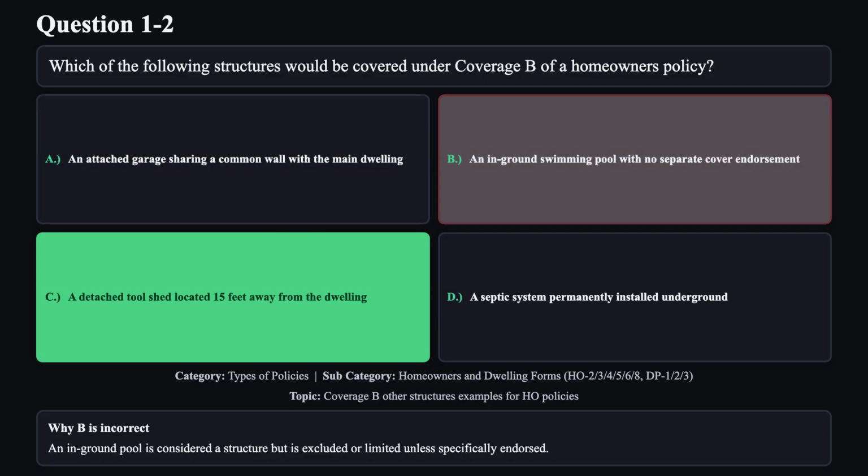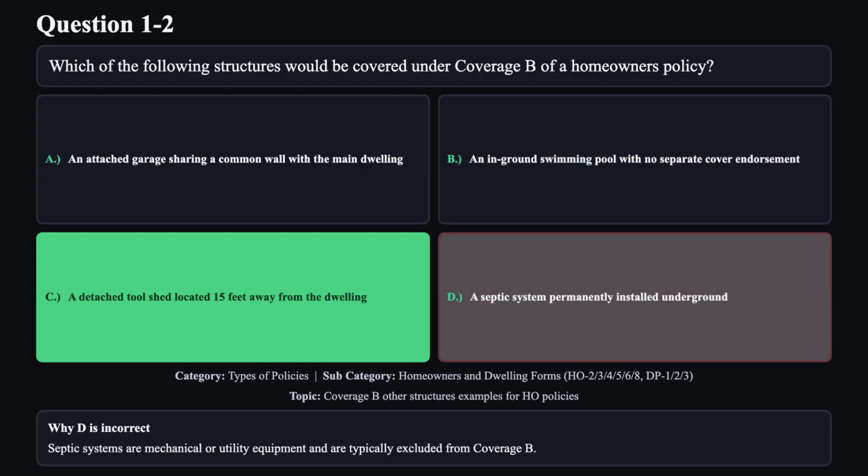Reason B is not correct. An in-ground pool is considered a structure but is excluded or limited unless specifically endorsed. Reason D is not correct. Septic systems are mechanical or utility equipment and are typically excluded from coverage B.